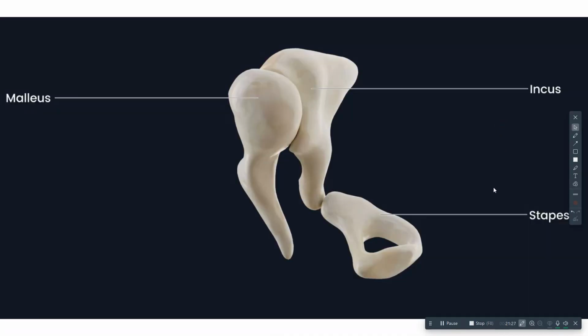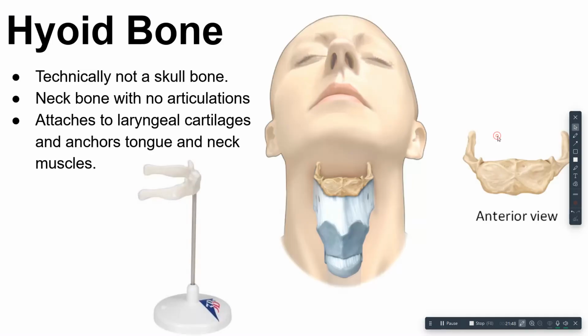If I look at the 3 of them separated, I see the malleus. He's got that big, nice, round part right there. Behind him, I've got the incus. Malleus means hammer. Incus means anvil. And this is the stapes, which means stirrup, like what you would put your feet in when you were riding a horse.